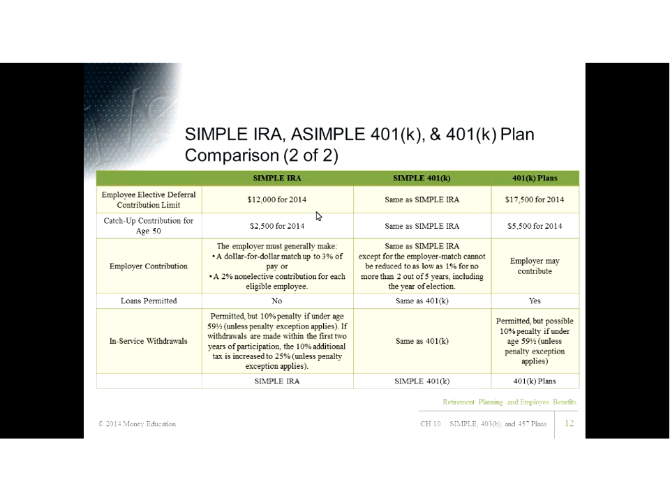So here are the contributions: 12,000, 2,500, and employer contributions. The SIMPLE 401k has this rule where we can go 3%, but we can go as low as 1% in 2 out of 5 years. I'm not likely to test you on that.